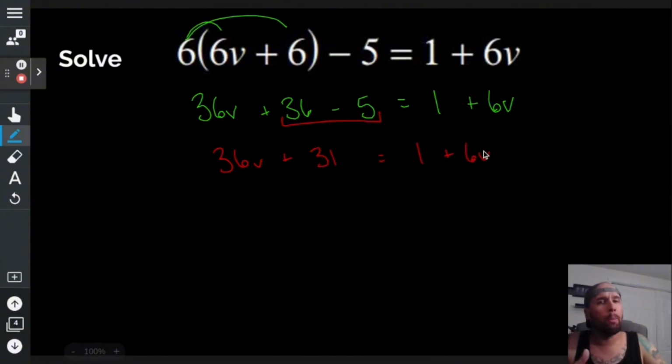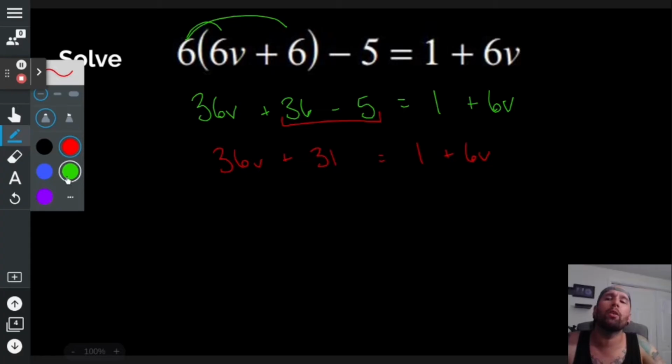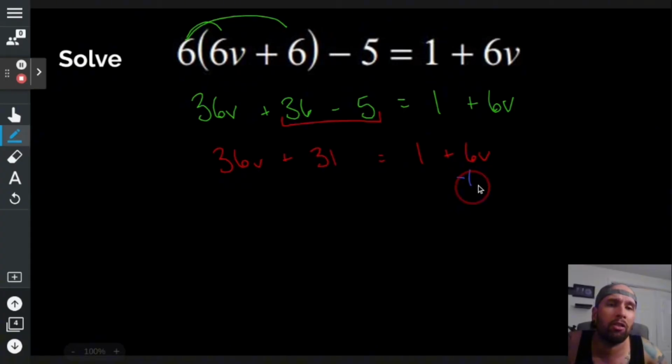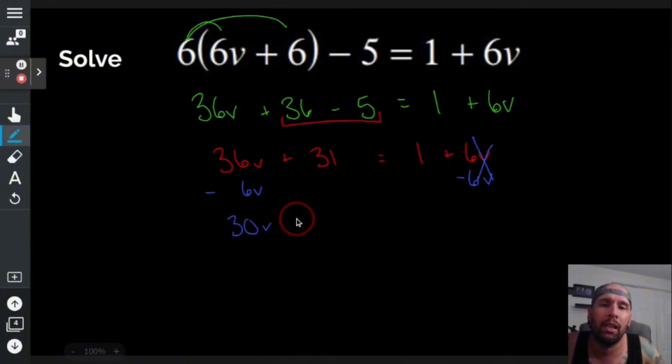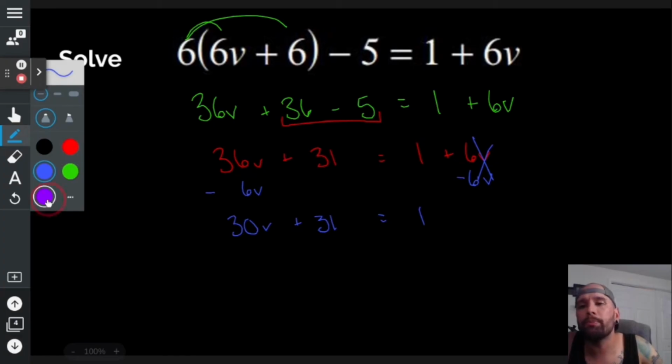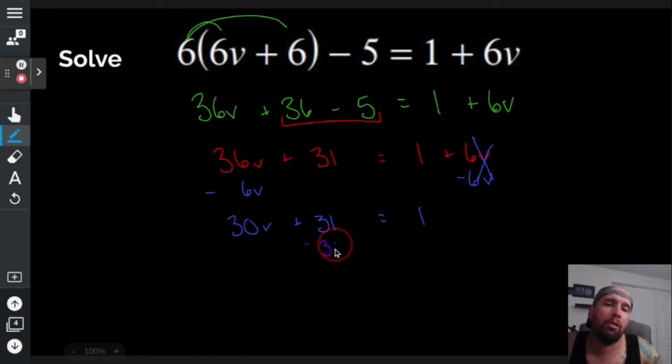That's going to equal 1 plus 6v. We have variables on both sides of the equal sign. I always like getting rid of the guy on the right, so I'm going to do that. Let's subtract 6v because that's a +6v. So subtract 6v, cross it out. 36v minus 6v is 30v plus 31 equals 1. Now it's a 2-step. Minus 31, minus 31. 1 minus 31 is -30.